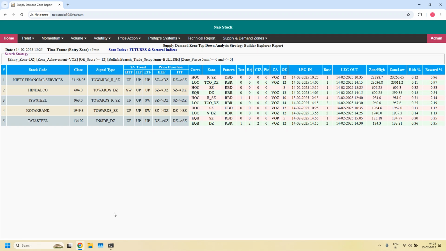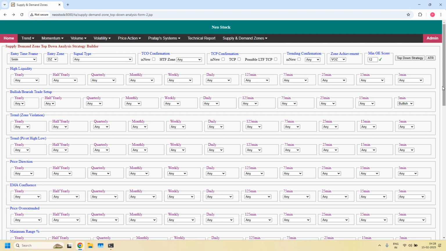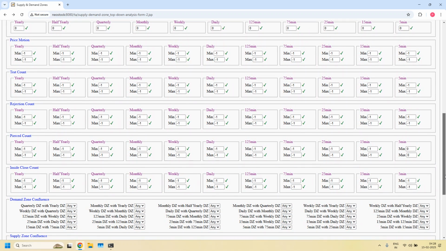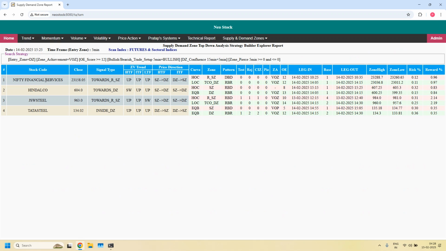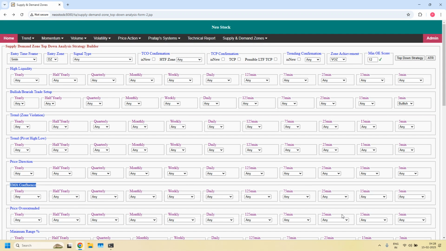Next, let us further filter based on LTF and ITF zone confluence. That is 5 minutes demand zone with 15 minutes demand zone confluence. With this filter, out of 5, 4 stocks are filtered. Mostly they may not be having EMA confluence, but let me check, because 15 minutes EMA confluence zone finding is not easy. So in the EMA confluence, 15 minutes having daily EMA confluence or not, 15 minutes demand zone.